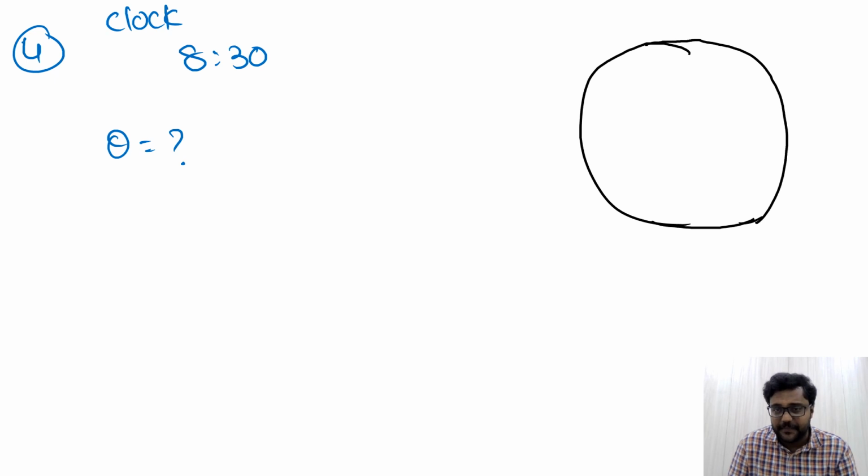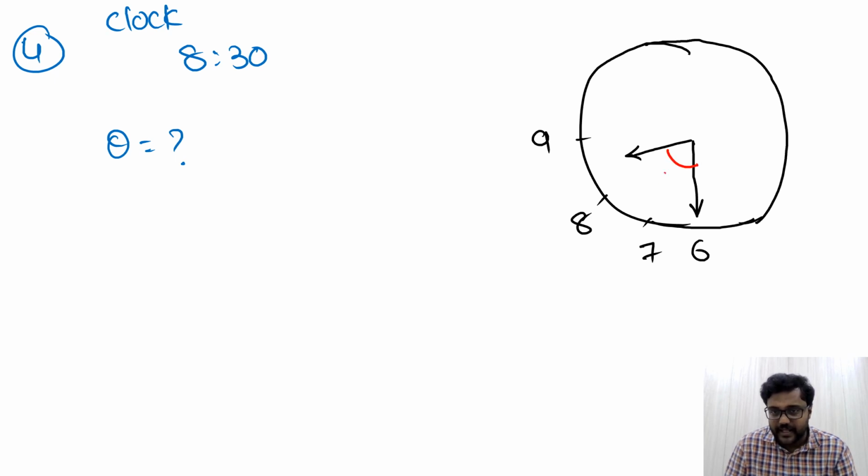Now 8:30, in the sense, the minute hand is exactly at 6. This is 7. 8:30 means the hour hand is between 8 and 9. Now listen, the question is actually, what is the angle between these two? So this is the one you have to calculate.